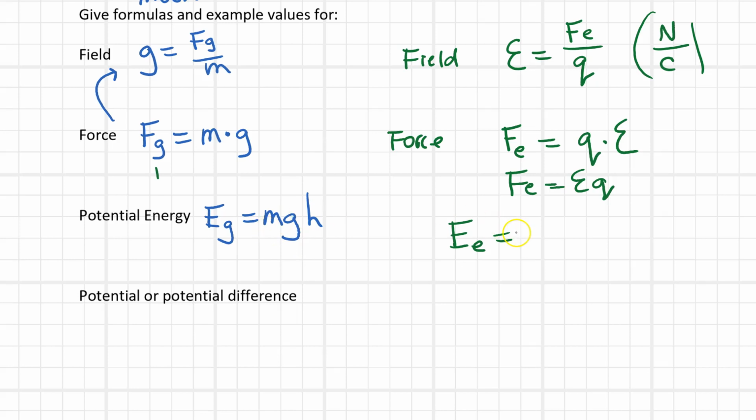Instead of mass, the equivalent would be charge, so Q there. Instead of the gravitational field, it'll be electric field, E. And then we can still use the h, but we have to think about what this h means.